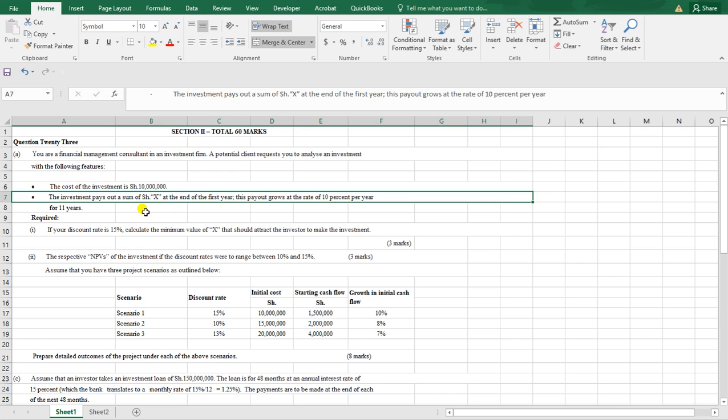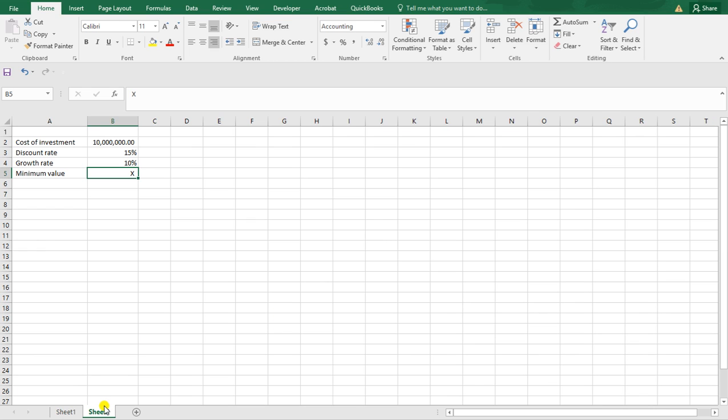So if we are paying out the value of X at the end of the first year, that payout grows at the rate of 15% for 11 years. So we are required to determine the minimum value of X that should attract the investor to make what? The investment. So ideally, at that point, let us go with this assumption. Of course, so I'm having year 0.